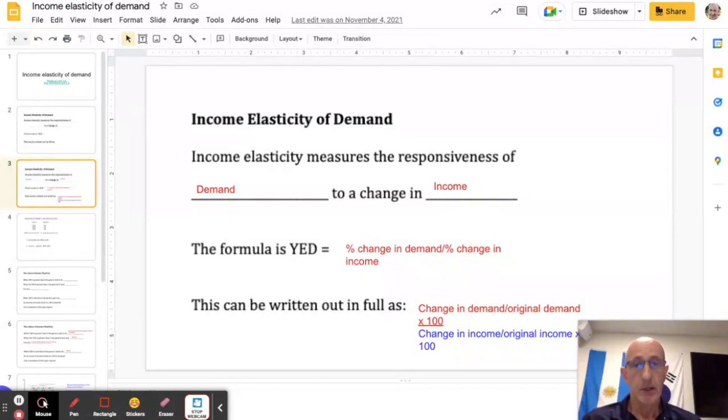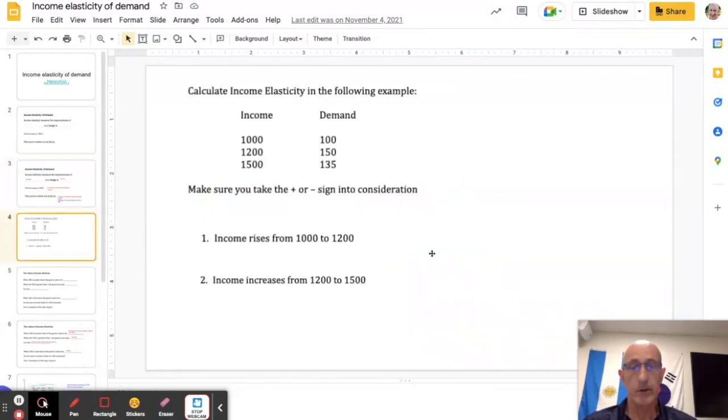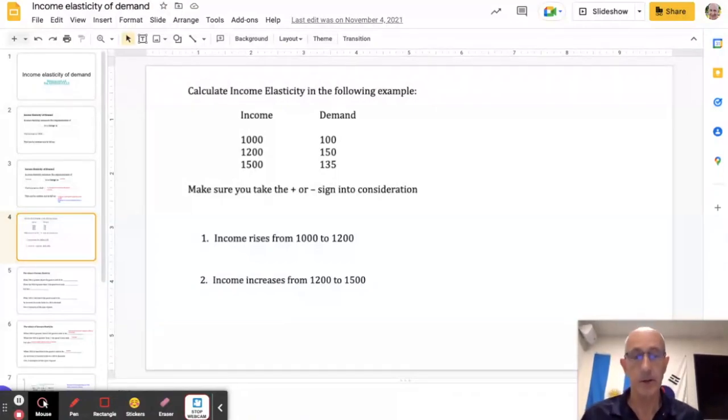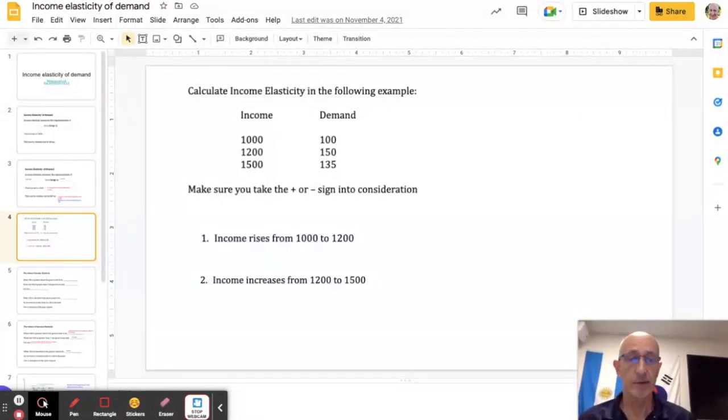It measures the responsiveness of demand to a change in income, and we calculate it in a very similar way to PED. Here we take the percentage change in demand divided by the percentage change in income, and you may well be given numbers to work this out yourself. So here's some data. Income goes up and we can see the impact on demand, but be aware of the plus or minus signs. In this case, it's not like PED where we're less concerned about the sign. Here the sign actually gives us important information.